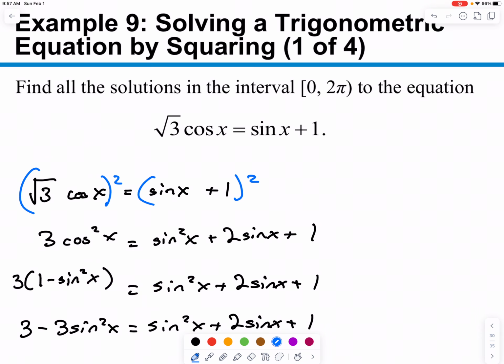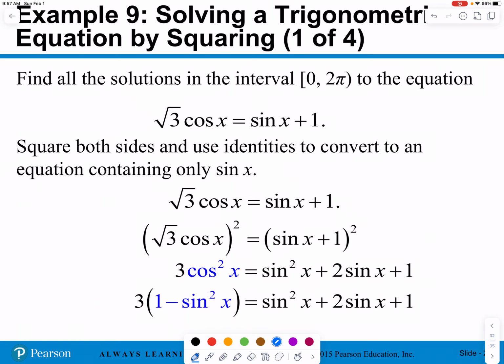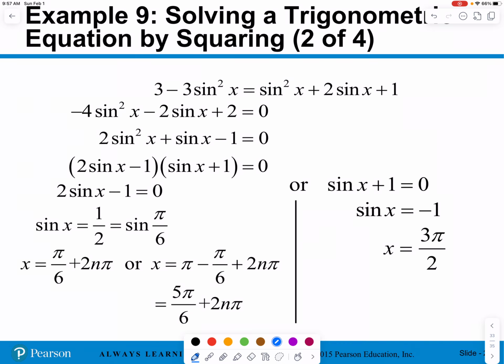So if we wanted to check, we could say the left minus the right, and then we should get a result of 0. I'm just gonna look at the prepared notes. I'm tired. Find all solutions. So square both sides. Okay.